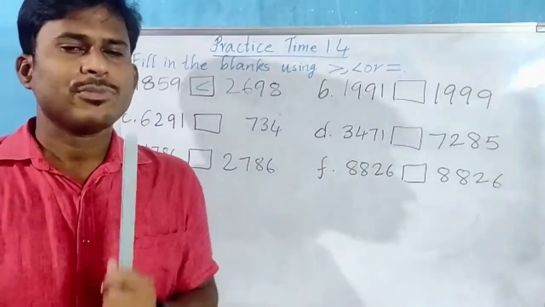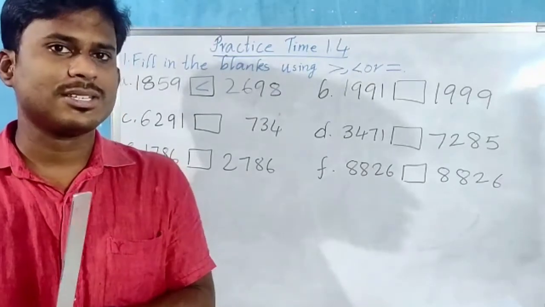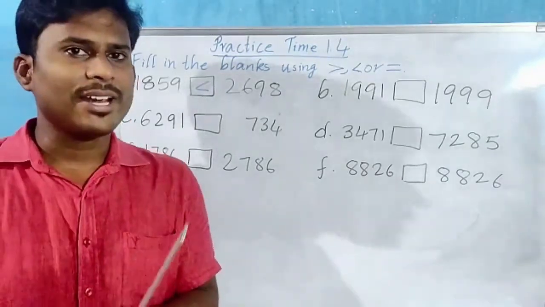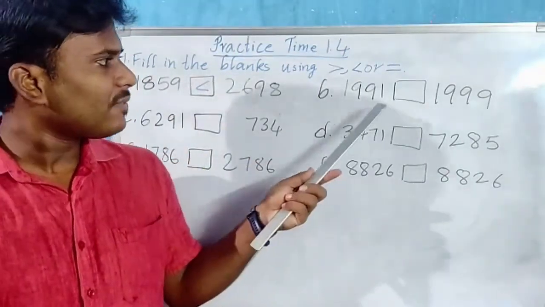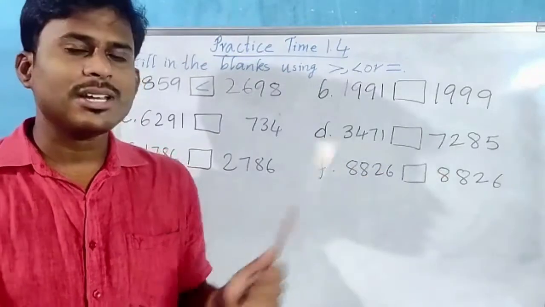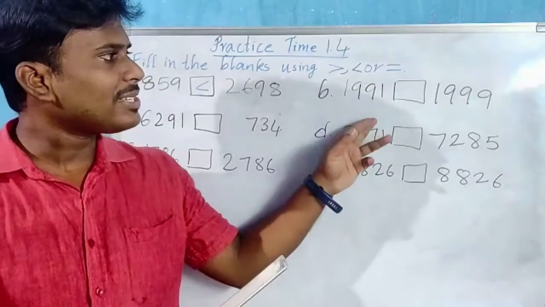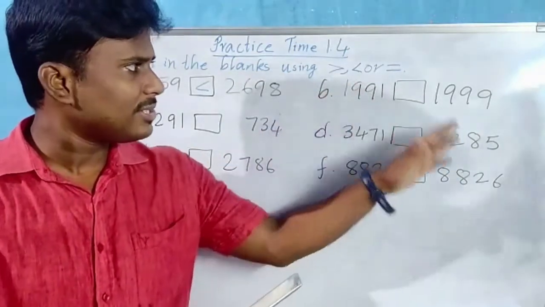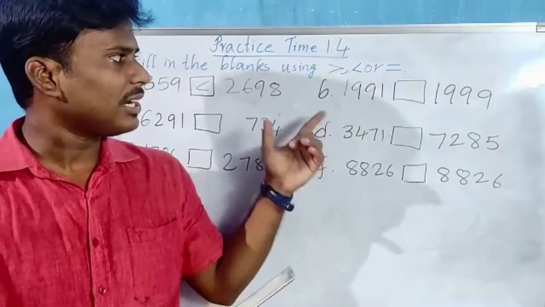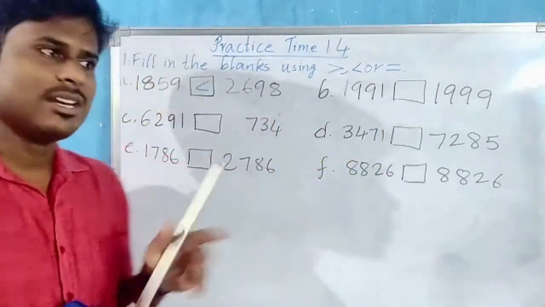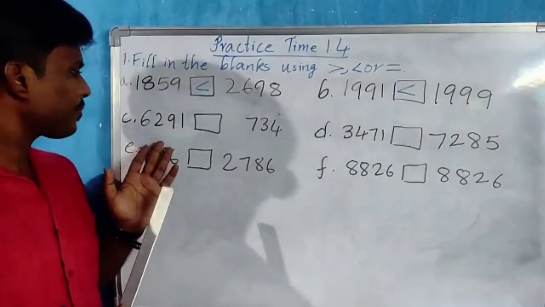Here also 9. So at last, when all the three places, thousands places, hundreds places and tens places are same, finally the digit in the ones place gives us the answer for comparison. Here we have digit 1, here we have digit 9. So which is greater and which is lesser number? 1 is less than 9. So when 1 is less than 9, the total number will become less than this number. 1991 is less than 1999.